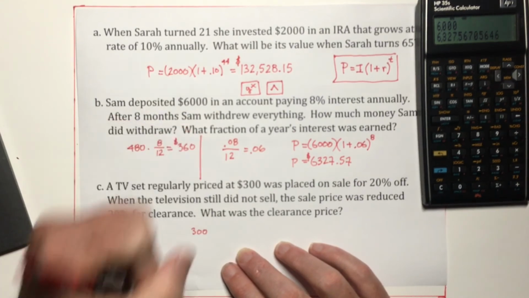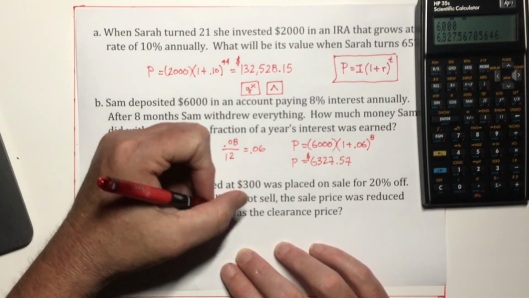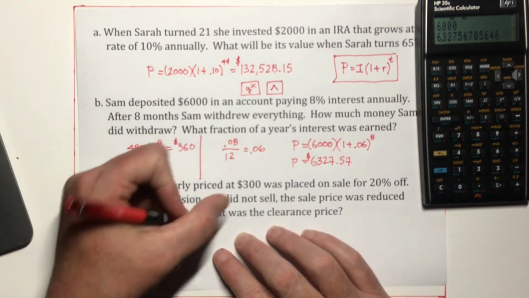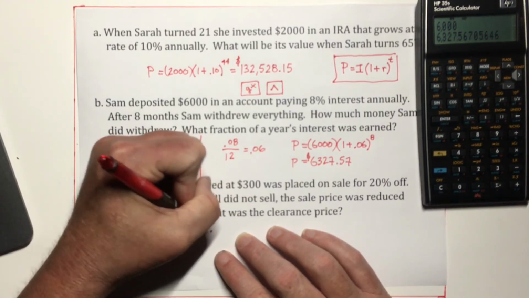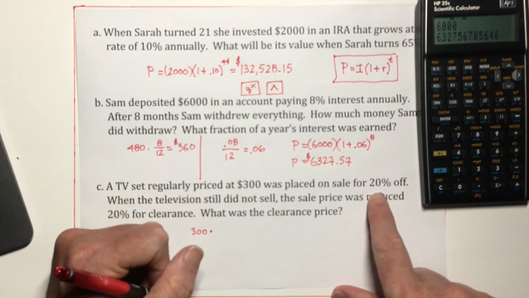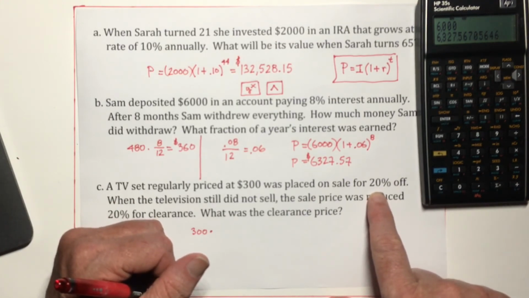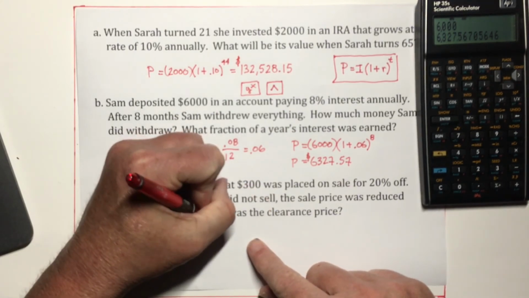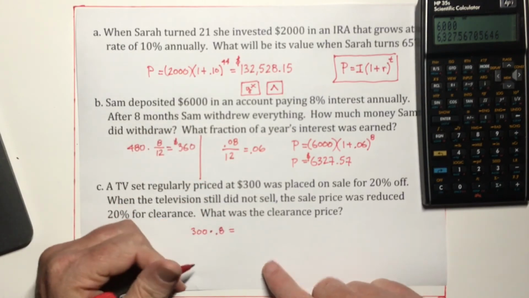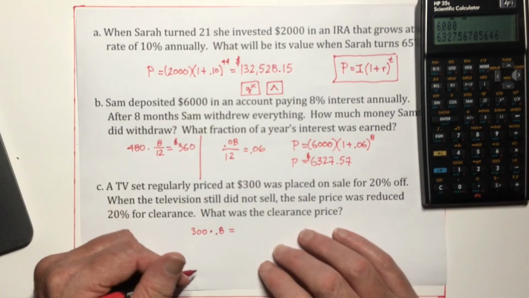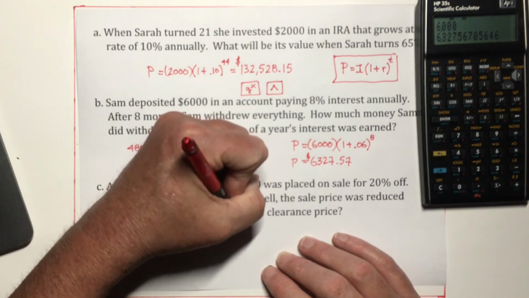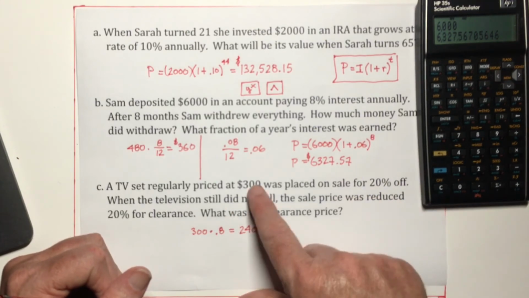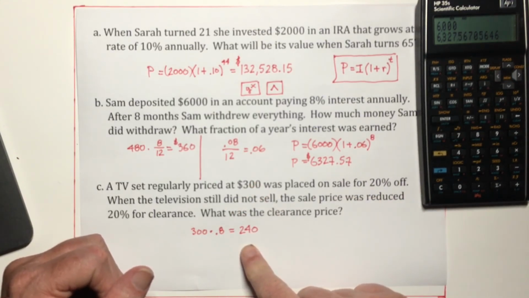We're starting with the $300. Okay, so first off, I want to find out its sale price. So I'm going to take my initial price and multiply that by, well, it's 20% off, isn't it? So that means the sale price will be 80% of the $300. So multiply that by 0.8. So 300 by 0.8, you guys can do that in your head, right? That's going to be $240. So it's put on sale for 20% off, which means 80% of the original price. So right now it's on sale for $240.